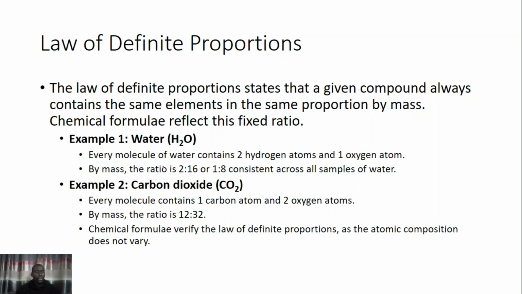Now, having talked about how to calculate the empirical formula and the molecular formula of a compound, the next thing we will be talking about is some basic laws in chemistry, the laws of chemical combination. The first of them is the law of definite proportion, which states that a given compound always contains the same elements in the same proportion by mass. Okay, and the chemical formula usually reflects this fixed ratio.